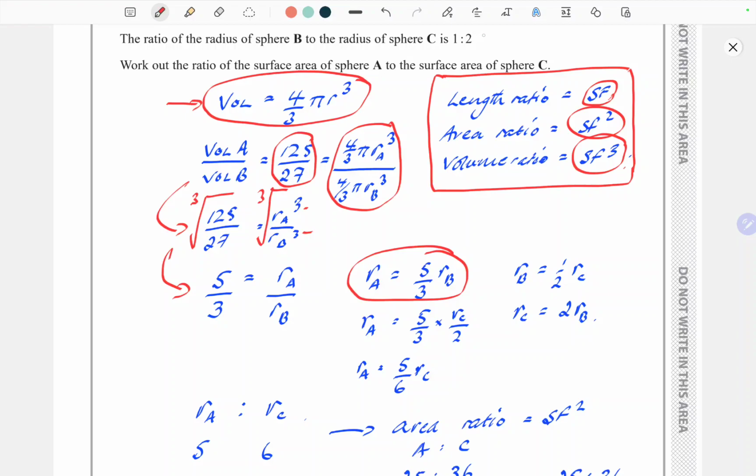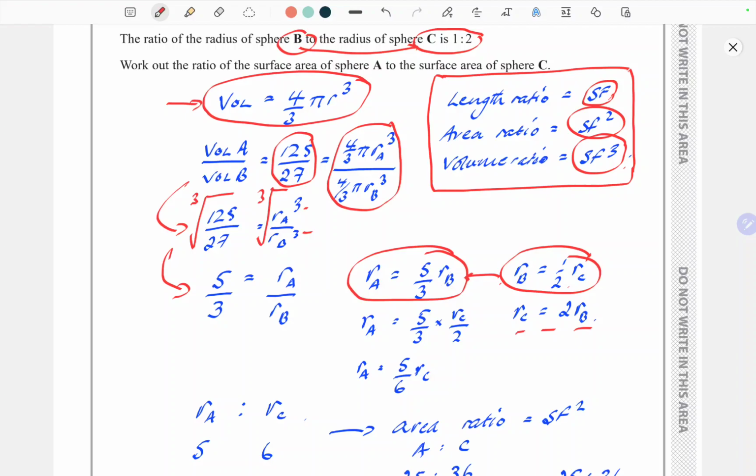Secondly, we are told in the question, right at the top there, the ratio of B to C, radiuses that is, is 1 to 2. And for those of you who write and complain, it's radii. So the radius of B is half the radius of C. You could have written it like this, of course, but I'm using this one here. And that replaces the radius of B in that equation for A.